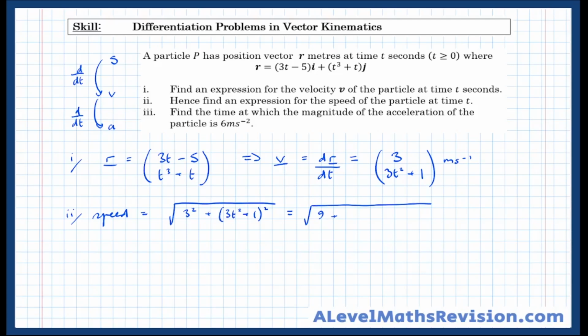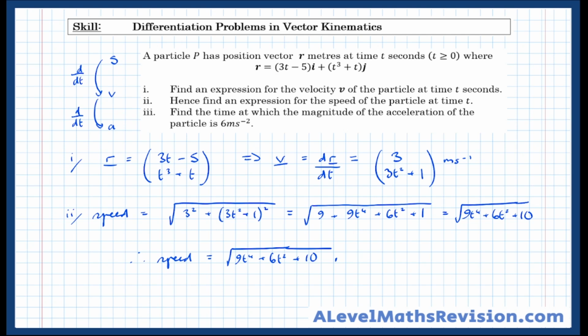9 plus 9t to the 4 plus 6t squared plus 1 equals the root of 9t to the 4 plus 6t squared plus 10. Therefore, summarising, the speed is equal to root of 9t to the 4 plus 6t squared plus 10 meters per second, also the unit of speed.